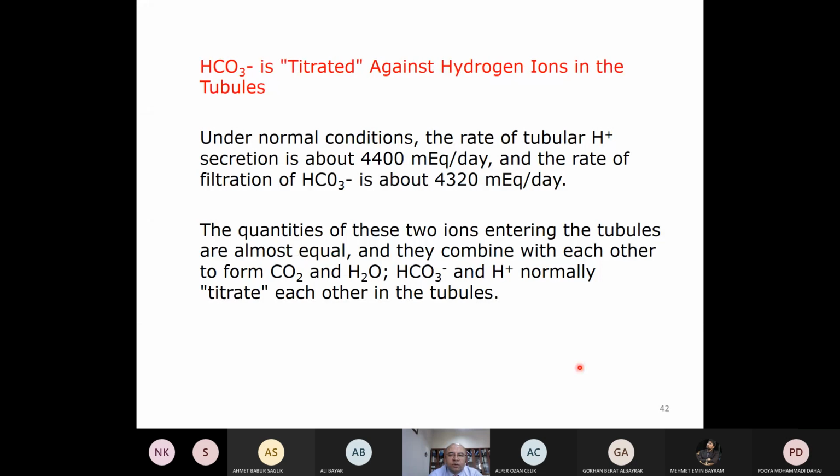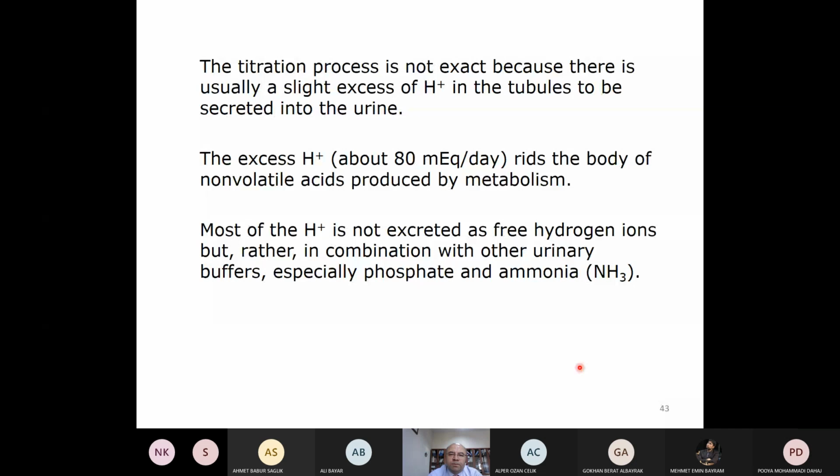Bicarbonate is titrated against hydrogen ions in the tubules. Under normal conditions, the rate of tubular hydrogen secretion is about 4,400 milliequivalent per day, and the rate of filtration of bicarbonate is about 4,320 milliequivalent per day. The quantities of these two ions entering the tubules are almost equal, and they combine with each other to form carbon dioxide and water. Carbonic acid, bicarbonate and hydrogen normally titrate each other in the tubules. Titration process is not exact because there is usually a slight excess of hydrogen in the tubules to be secreted.